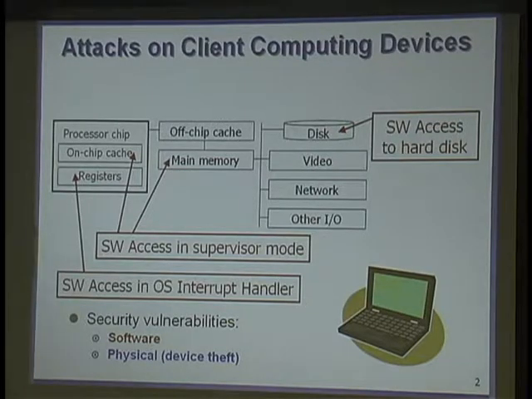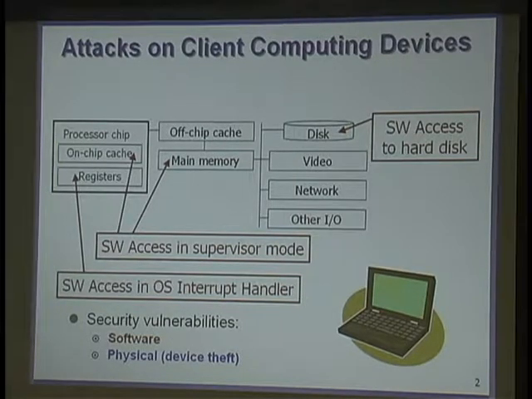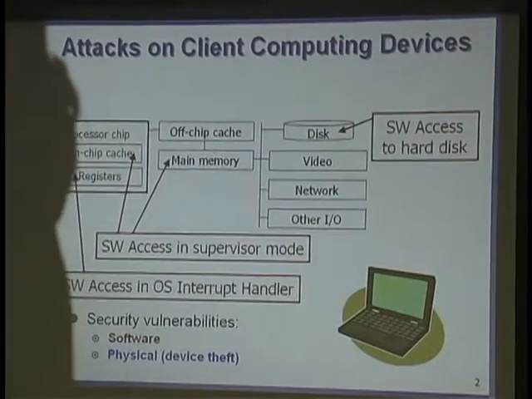Now, mainly we are considering software attacks across the network. So these are highlighted somewhat in red, some examples. For example, software can access the disk. Okay, in supervisor mode, the software can access main memory or even the on-chip cache and registers, and the OS in the interrupt handler could access the registers. Okay, so we consider all these kinds of attacks.